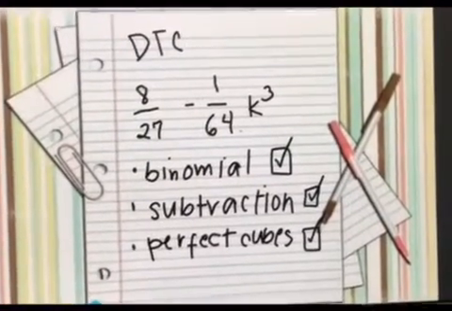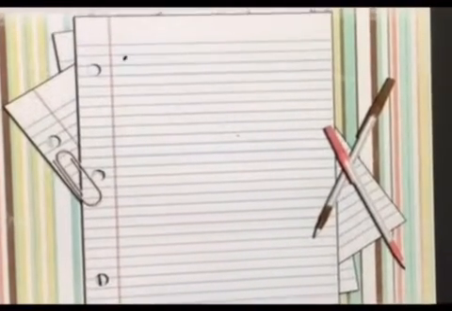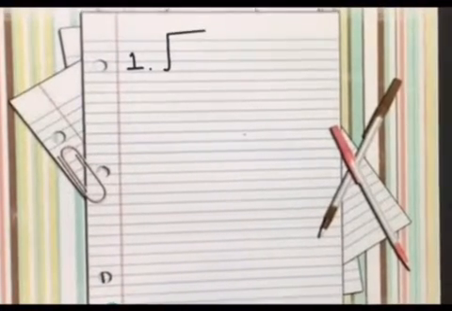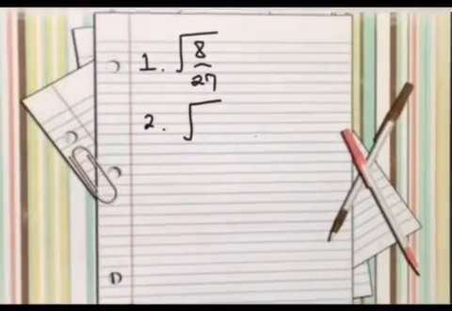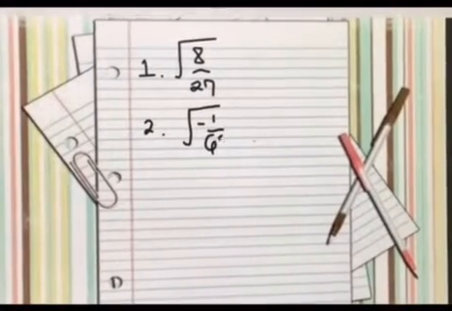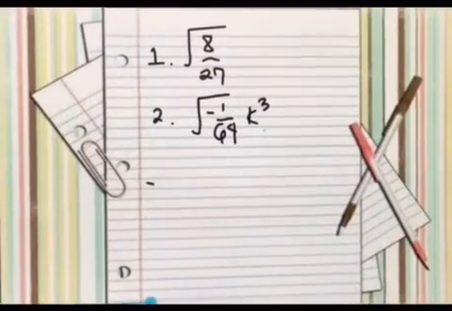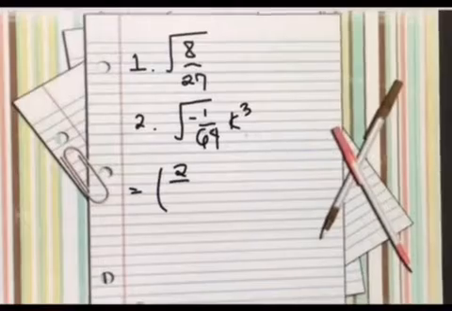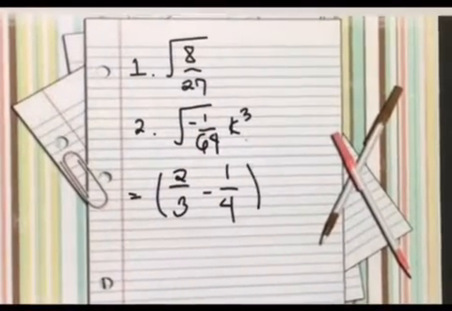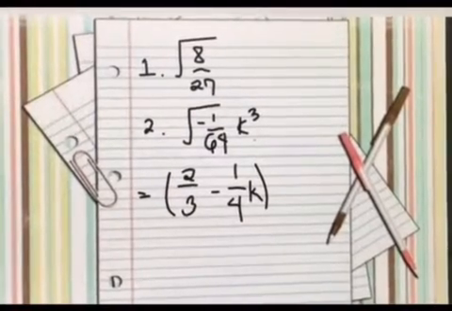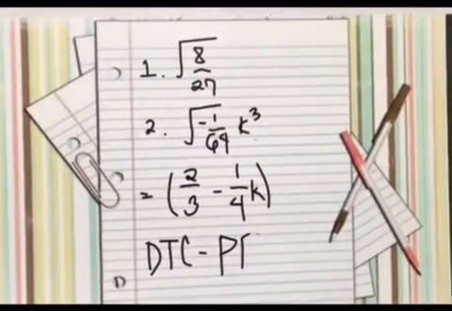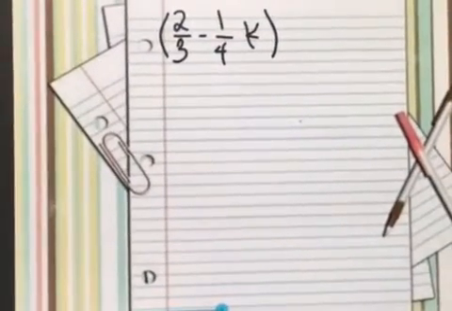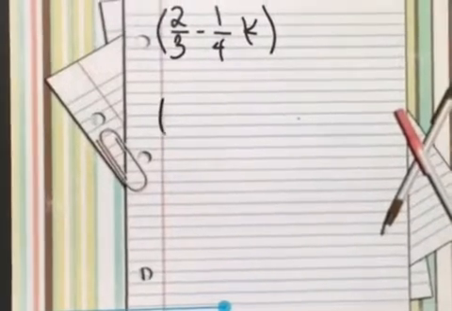Once you're done and sure that all the conditions were successfully met, how will you perform DTC? Well, first step is solve for the cube root of the first term, or solve for the cube root of 8 over 27. Second, solve for the cube root of the second term, or solve for the cube root of negative 1 over 64k raised to the third power. Once you've calculated that, you're left with quantity 2 over 3 minus 1 over 4k. But that isn't your final answer yet, because DTC's counterpart is product of a binomial and a trinomial factor. To solve for the final answer using DTC, you're also supposed to solve for the trinomial factor.